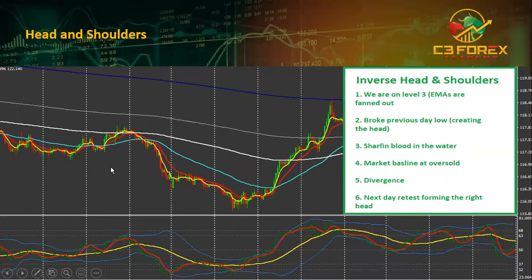Another example. Price has been dropping. EMAs are fanned out, level 3. Market baseline is at oversold. You got a shark fin, blood in the water. You got some divergence. Price came down, giving you your left shoulder right here. Broke the low of your left shoulder, creating your head. Rose, pulled back, did not break the low of your head down here, giving you your right shoulder, got out of here.